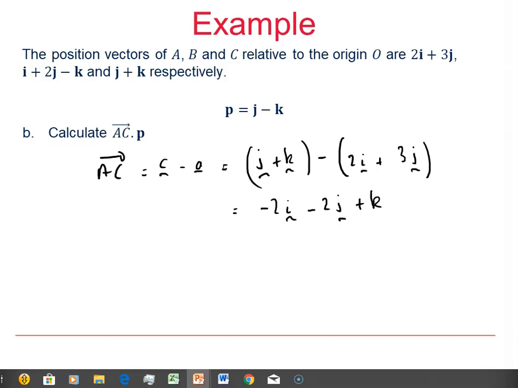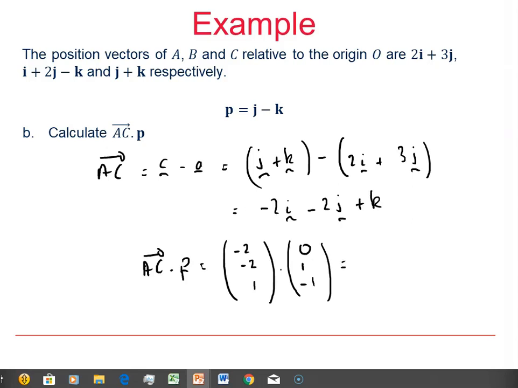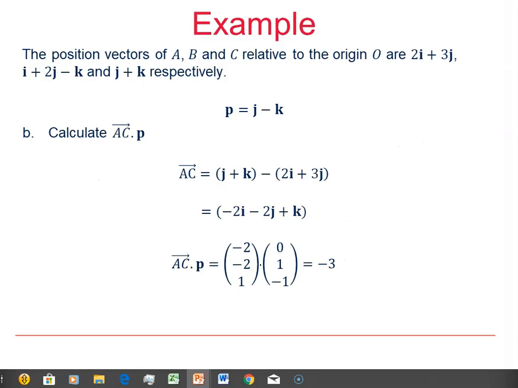And what we want to do now is to form the dot product of that with P. So AC dotted with P, I'm going to use column vectors, be negative 2, negative 2, 1 for AC, and for P it's 0, 1, negative 1. So we calculate that and we get negative 3. Again, just look through that, make sure you're happy with the processes there.